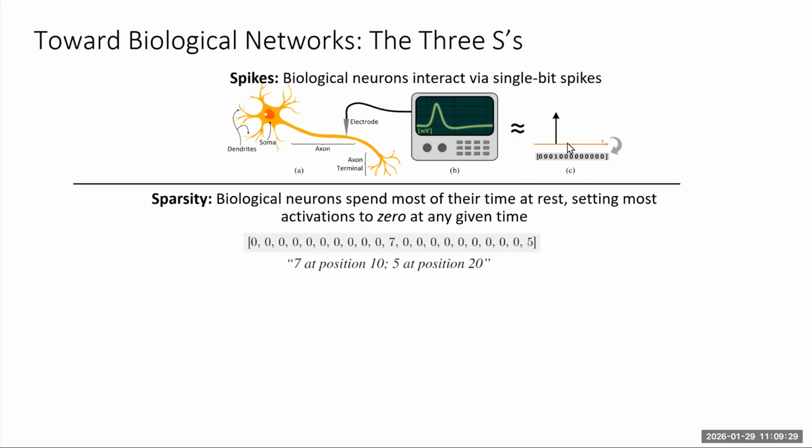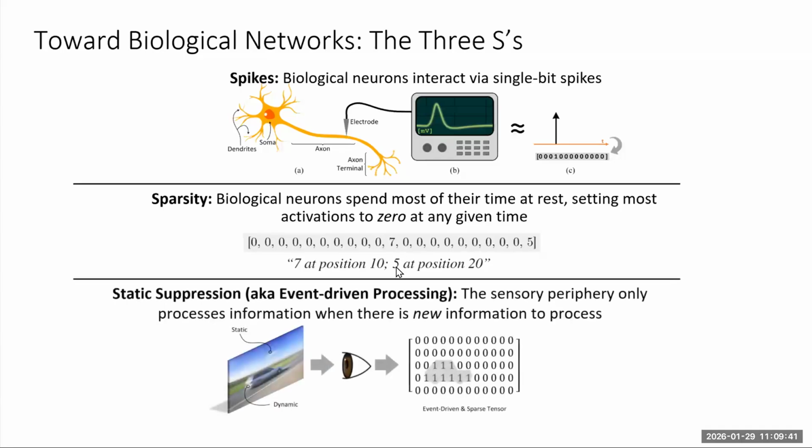But this first S is all about reducing memory access, whereas the second S is all about using memory a little bit more effectively and compressing information in a more intelligent way. The final S looks more at the sensory periphery rather than the computation. And so the sensory periphery only likes to process information when there is something new to process.